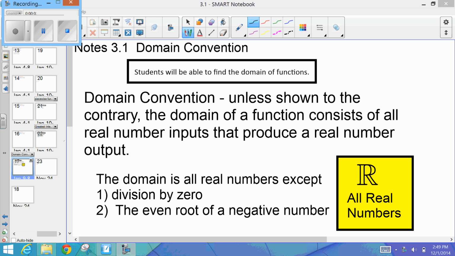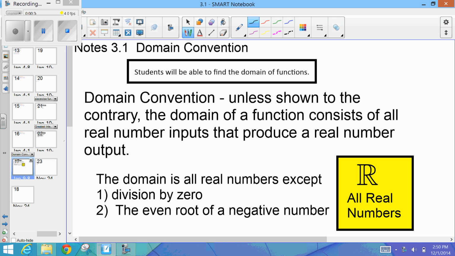This is pre-calculus notes on section 3.1, domain convention. Here is the domain convention. Unless shown to the contrary, the domain of a function consists of all real number inputs that produce a real number output. And so when you're looking for the domain, that's what you're looking for. All of the values that you can use as an input that give you a real output.